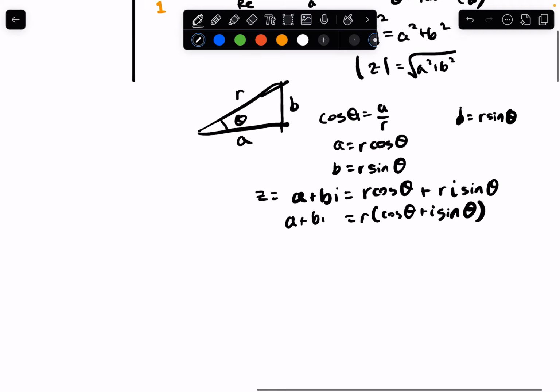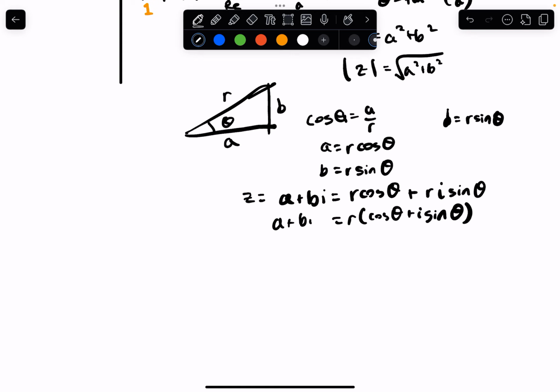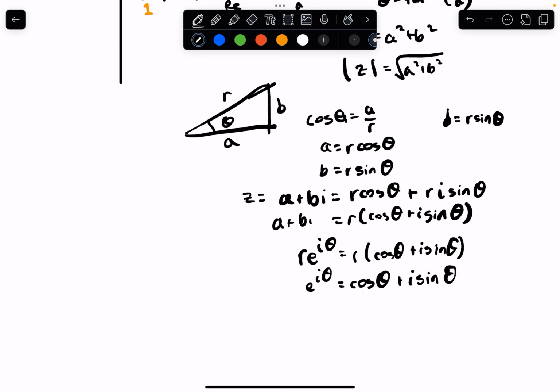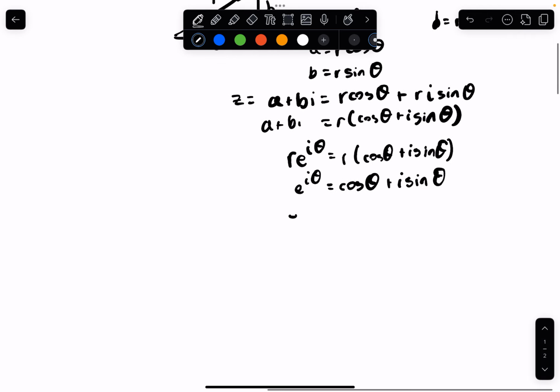And another identity, which is called Euler's identity, is quite famous. It's r e to the i theta is equal to r cosine theta plus i sine theta, or e to the i theta equals cosine theta plus i sine theta. And this is actually what is used to prove the fact that e to the i pi plus 1 equals 0. But we'll get to that another time. This can be proved using the Taylor series for cosine and sine, but that will be proved another time.